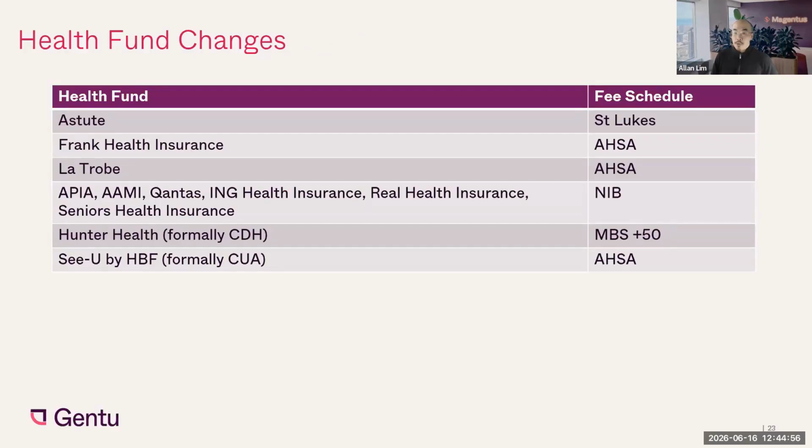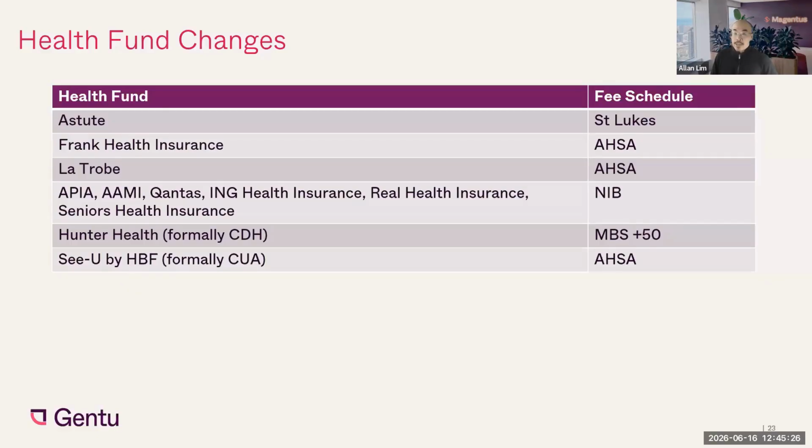Earlier this year, there were a few health fund updates in Genie, so this will be a good opportunity to go and set your claiming defaults correctly for these health funds. These include Astute, which is a new health fund in the list, and should have the fee schedule set to St. Luke's. Frank Health Insurance is now under the GMHBA, and the fee schedule should be set to HSA. Likewise, Latrobe is now under HSA, and the fee should be set accordingly.